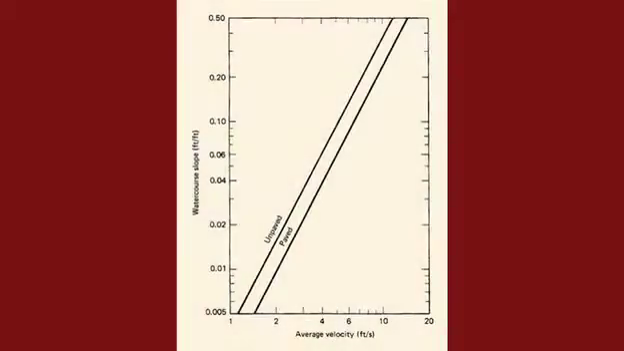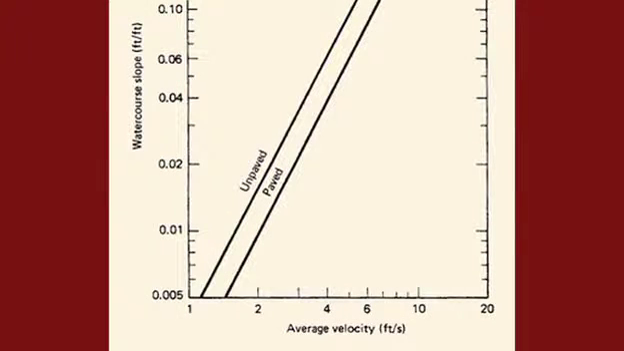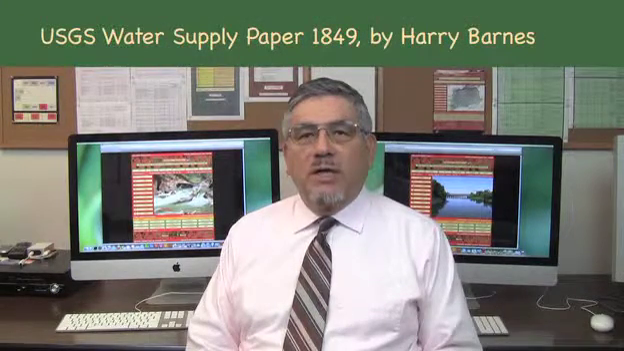Overland flow lengths over 300 feet or 90 meters lead to shallow concentrated flow. This figure shows the average velocity for shallow concentrated flow for paved and unpaved surfaces as a function of watershed slope. For stream flow, the Manning equation is used to calculate flow velocities. Values of Manning's n applicable to stream flow are given in USGS Water Supply Paper 1849 by Harry Barnes and other standard references.